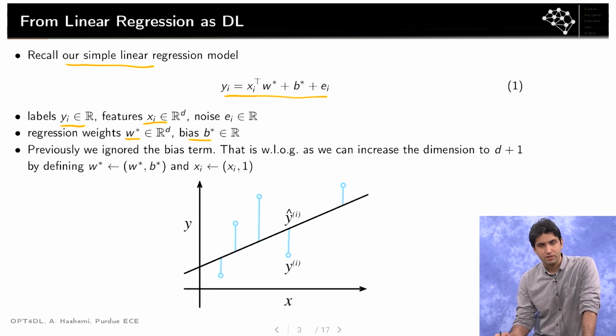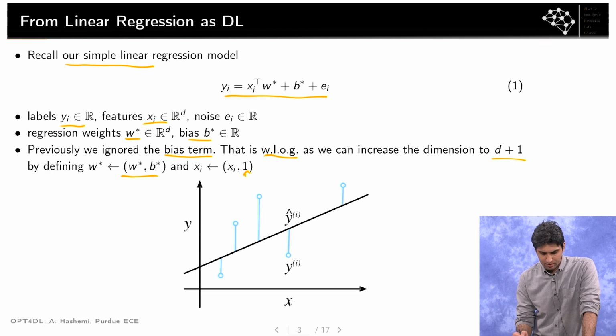So previously, when we talked about linear regression, we didn't talk about this bias term or the intercept term, and that's without loss of generality. The reason for that is that whatever the dimension of your original problem, you can increase the dimension by 1 and define a new w star and new features such as this. So you can augment w star and b star into just one parameter called w star, and then add a constant 1 as one of your features. Therefore, many times people ignore the bias term, especially when they want to talk about linear regression from a mathematical perspective. Okay. So what's the goal?